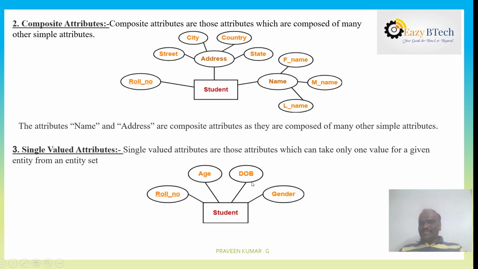The value cannot change. If you take the entire year, the roll number is the same for all 4 years. Age may be changing year by year. Date of birth is unique and gender is also unique. Yes or no? First year you are a male and second year you are not a female. Yes or no? The gender is unique. That's why single value attributes are the ones whose values don't change across the entire entity set. That is called a single value attribute.